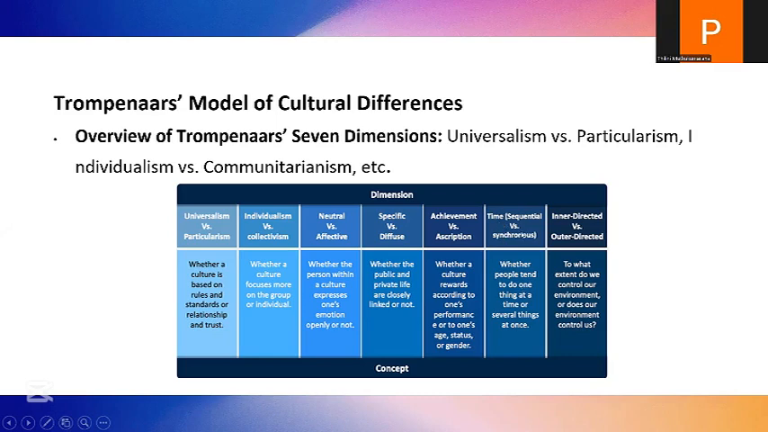Time he has categorized under sequential versus synchronous, whether people tend to do one thing at a time or several things at once. The last one he focuses on is inner directed versus outer directed, which asks to what extent people in a culture control their environment, or whether the environment is supposed to control them. So we call these his concepts.